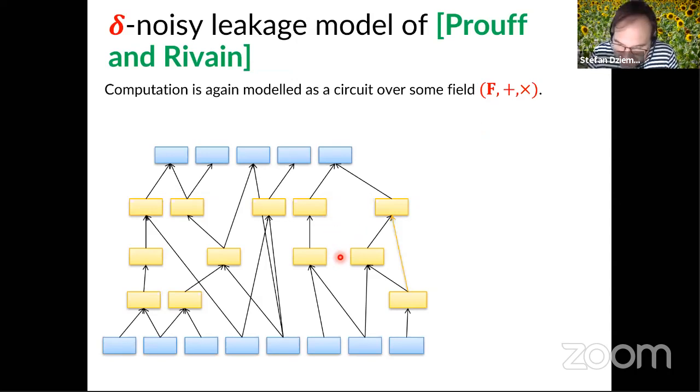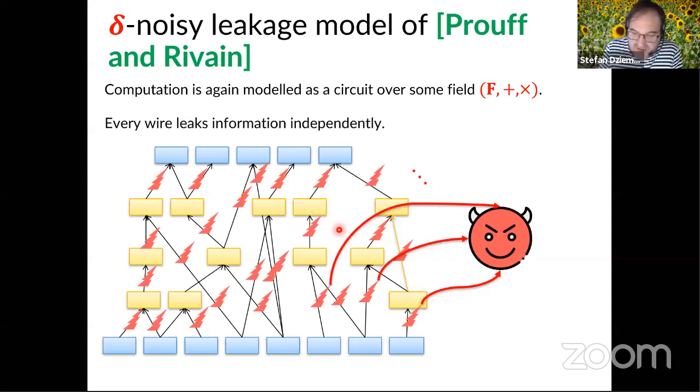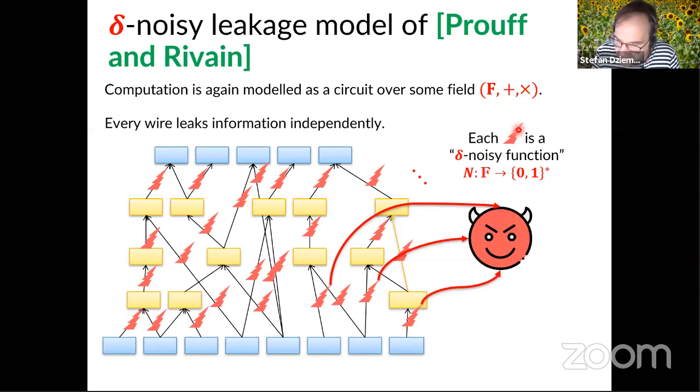But the fundamental difference is that now we assume that every wire leaks. So there is the adversary, and he gets information from every wire. Of course, he cannot get full information about every wire, because then there is no hope for security, but he will get partial information about each wire. So what is the information he gets? This information is represented with this icon.